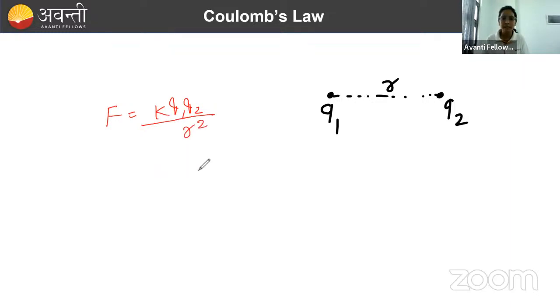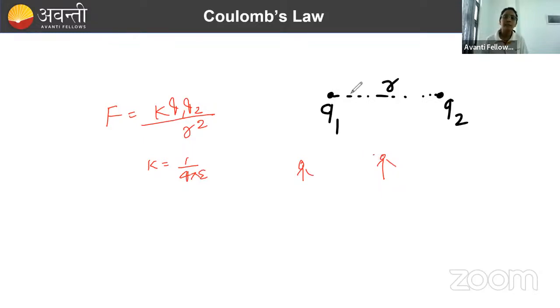What is K here? K value is 1 upon 4 pi epsilon. Then epsilon is what? Epsilon is the permittivity of the medium. So permittivity is what kind of thing? If you want to visualize permittivity physically, just imagine fog. Suppose there are two persons standing before each other, and in between them there is fog. If the fog is thicker, what will happen? They won't be able to see each other completely.